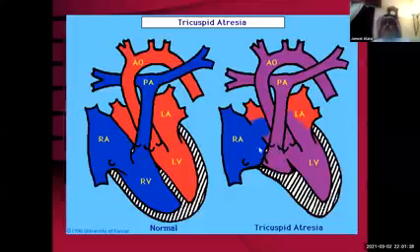But the most important thing here, they must have an ASD. They are good mixers, and what determines their continuation of a good saturation is no obstruction at the VSD or the subpulmonic or pulmonic site. And also what determines they don't go into heart failure is the same thing.